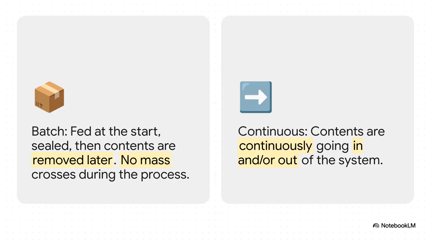And here are our two piles of puzzle pieces, batch and continuous. A batch process is just like baking a cake. You put all the ingredients into the bowl at the start, you mix it, you bake it, and then you take the finished cake out. Nothing else goes in or out while it's in the oven. A continuous process, on the other hand, is more like a river. There's a constant flow of water coming in upstream and flowing out downstream.